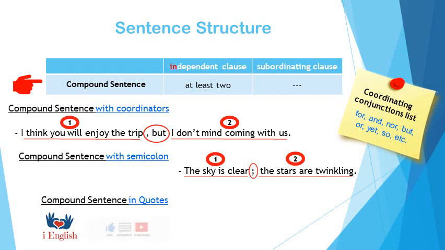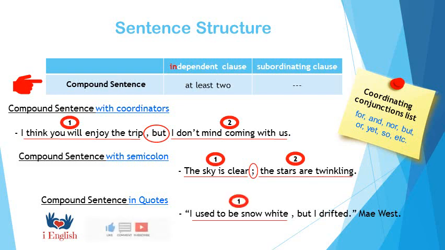An example of compound sentence in quotes. I used to be Snow White, but I drifted. I used to be Snow White is the first independent clause. I drifted is the second independent clause. Both are linked by a coordinating conjunction, which is but.